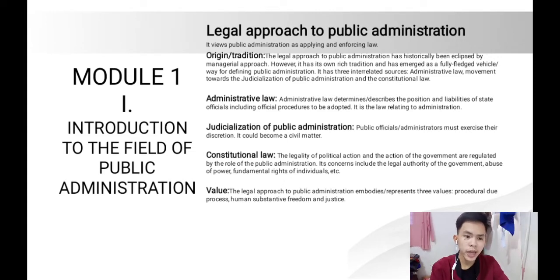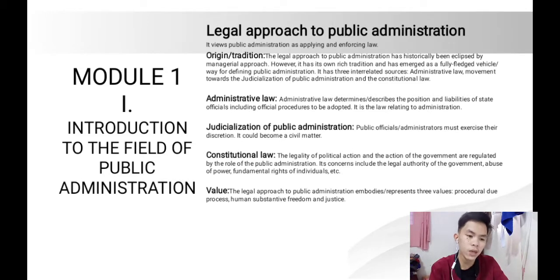Administrative law, on the other hand, determines and/or describes the position and liabilities of state officials, including official procedures to be adopted in the law relating to administration. Okay, moving on to the judicialization of public administration. Public officials or administrators must exercise their direction and discretion. It could become a civil matter.